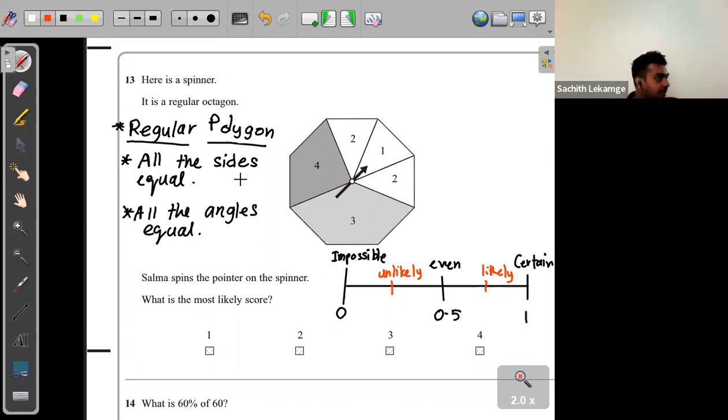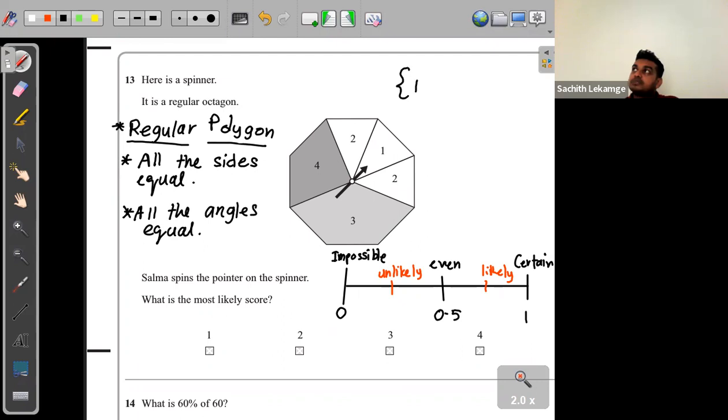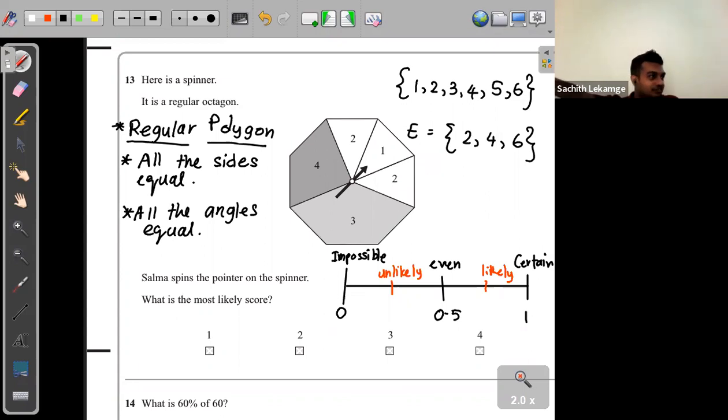Tossing a coin, getting a head. Where does it come in this case? Even. Throwing a dice, getting an even number. I'm telling again, throwing a six-sided dice, getting an even number. Where does that event come on the probability scale? Let's see what the outcomes are when you throw a dice. What are the possible outcomes? Getting an even number, let's say E, out of 6 outcomes, exactly 3 outcomes are there. Which means getting an even number has even chance. Is it clear to all of you?